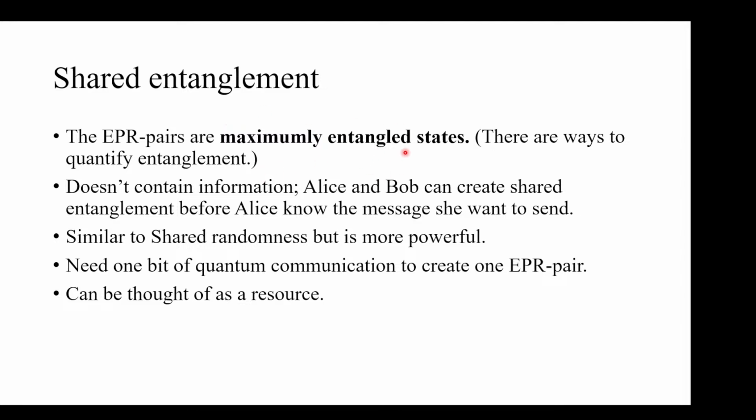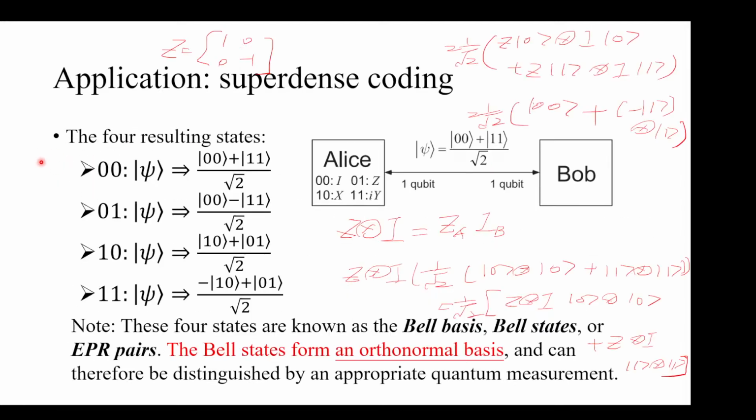This name actually comes from the fact that there are ways to quantify entanglement. For now, our entanglement is kind of a 1 or 0 thing. A state is either entangled or not entangled. If it's not entangled, it can be written as a product state on the two systems. When entangled, it is not written as a product, so it's a 0, 1 thing. But actually, there are more quantitative ways to describe entanglement.